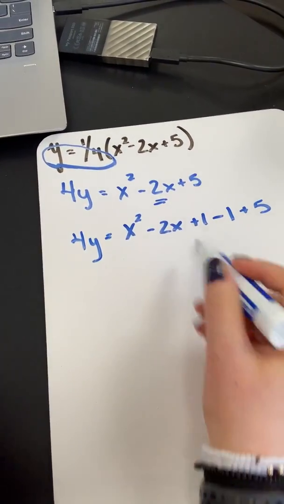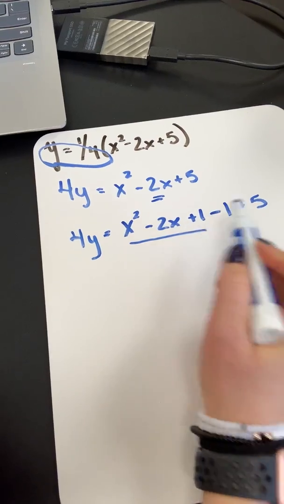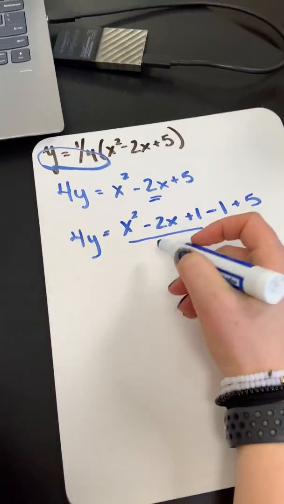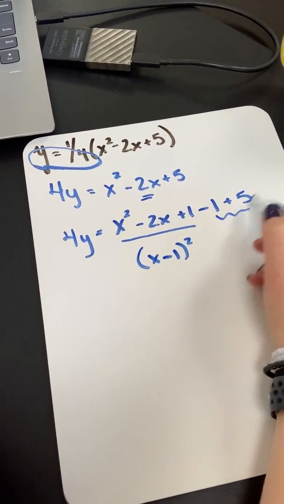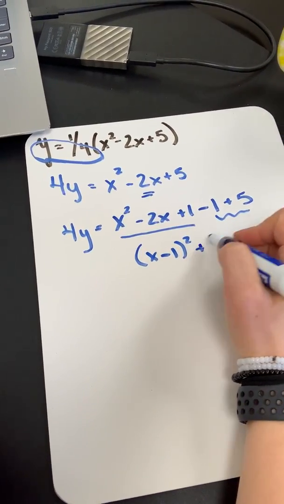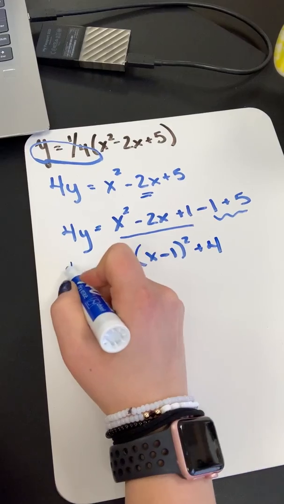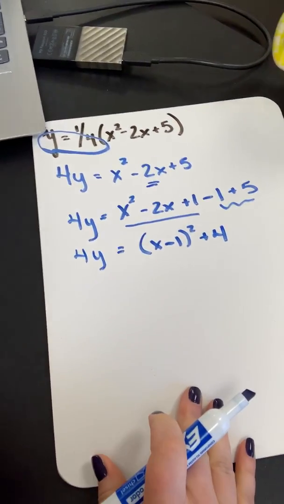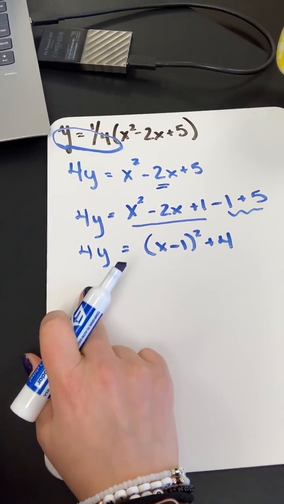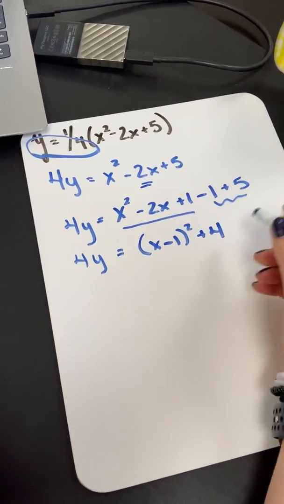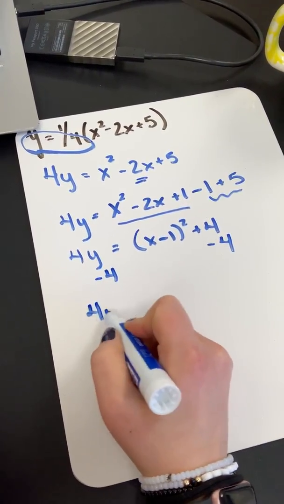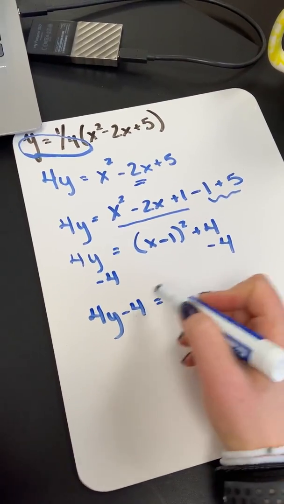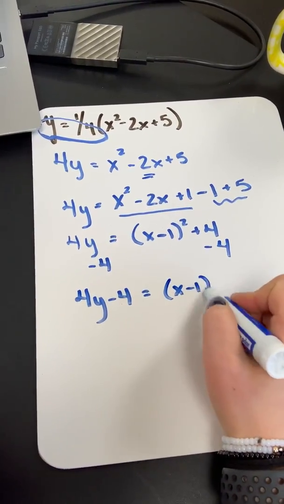So we have to go ahead and factor the first 3. Remember, it's supposed to be a perfect square trinomial, and it is. We've got x minus 1 squared, and then adding your constants together over here. So plus 4. So we want the left-hand side with the y to have the constant attached to it. So we're going to subtract the 4 on either side. So we have 4y minus 4 is equal to x minus 1 squared.